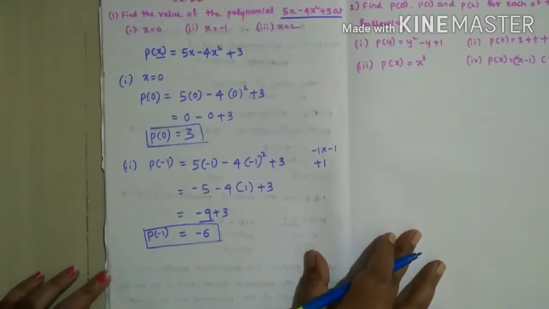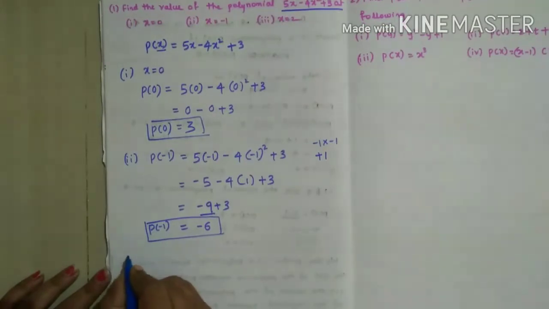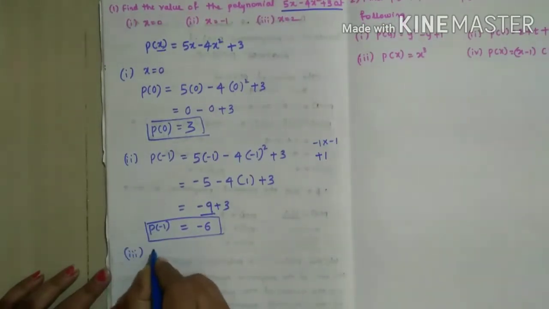Then we'll see the last one, that is x equal to 2. The third one: p of 2 we should take.